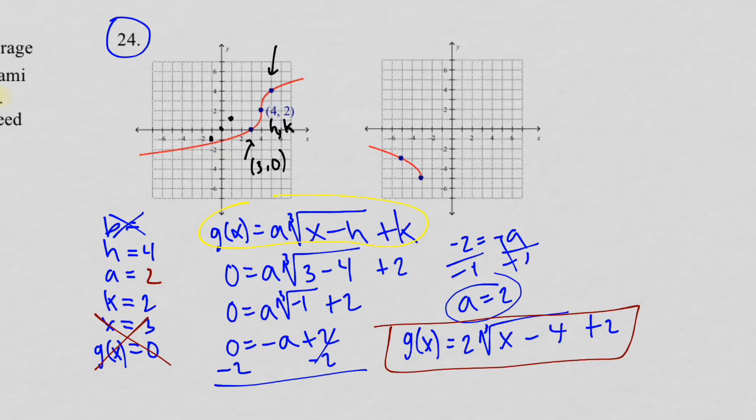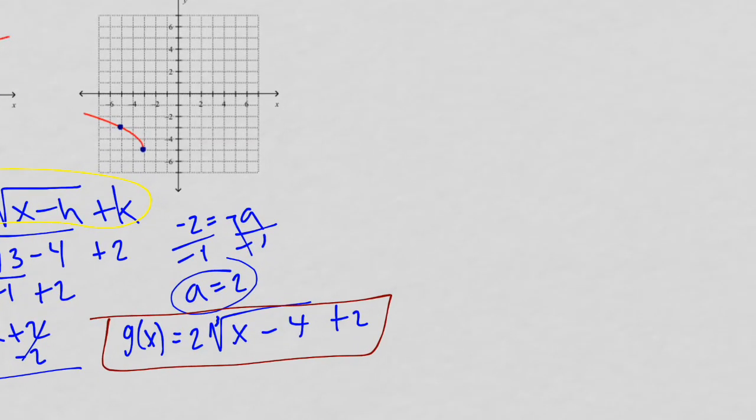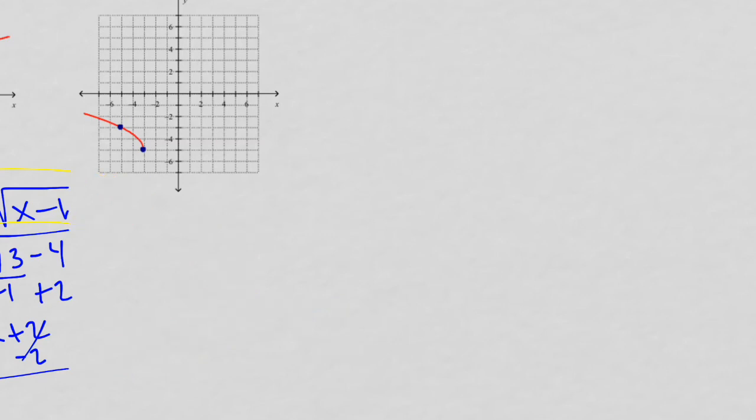Now let's look at the other one on 24 also. The steps are the same. You're going to find B, H, A, and K. So we're going to start with that. B, H, A, and K, and also X and G of X. In this one, your most important point is right here, the initial point. That's your H and K.